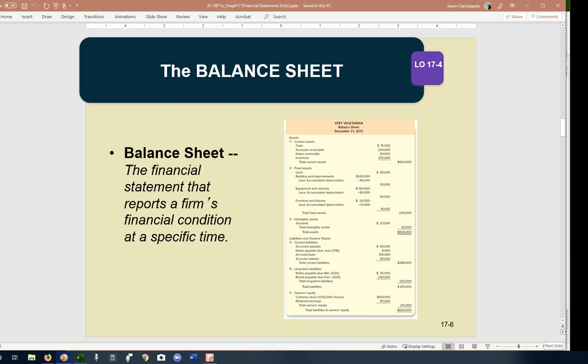Review the Very Vegetarian sample balance sheet on page 483. I have the graphic here for you as well. The balance sheet consists of three accounts. The three major accounts of the balance sheet include the assets, the liabilities, and the owner's equity.